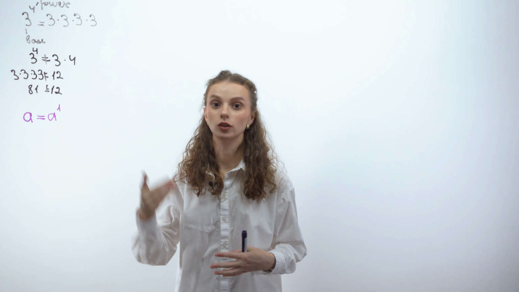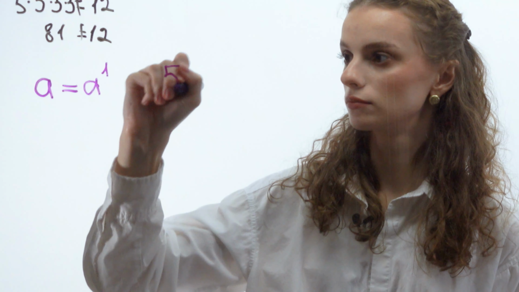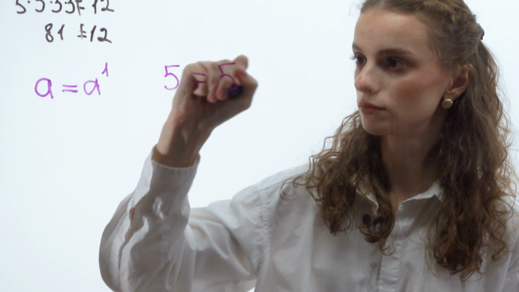First rule is if you see a number or a variable with no power, the power is actually 1. For example, number 5 with no power means 5 to the 1st power.